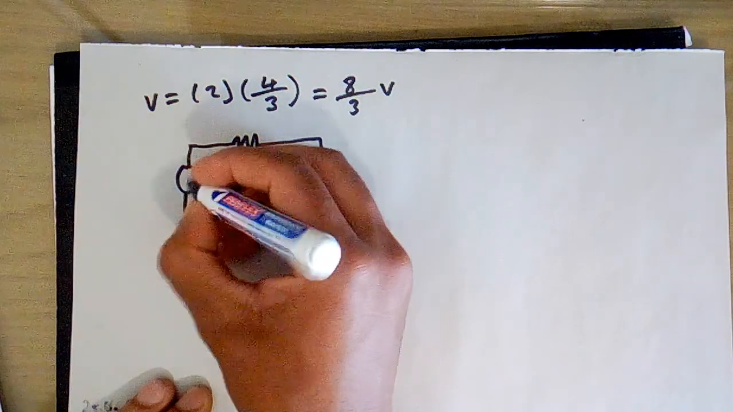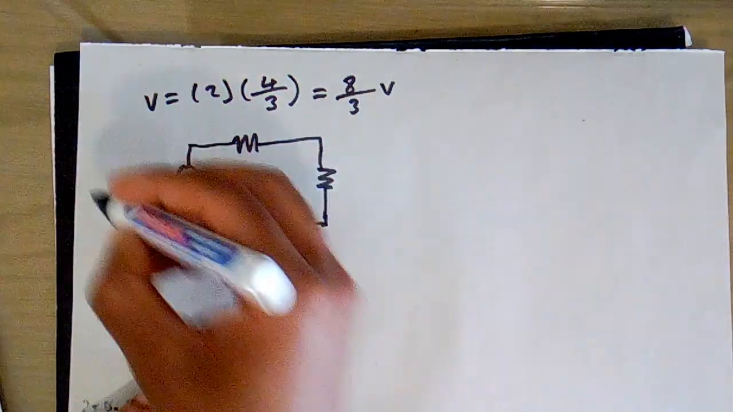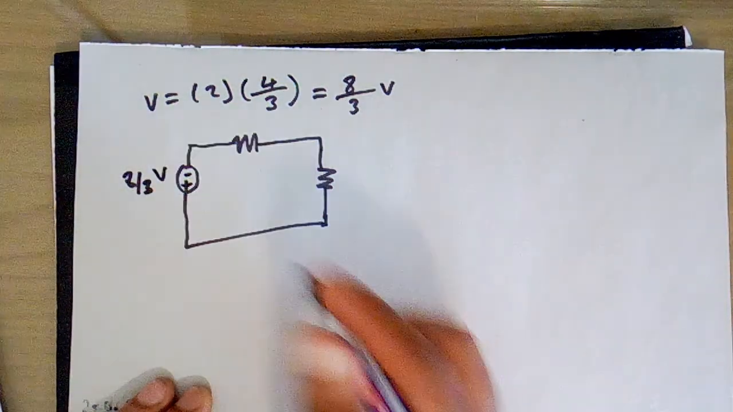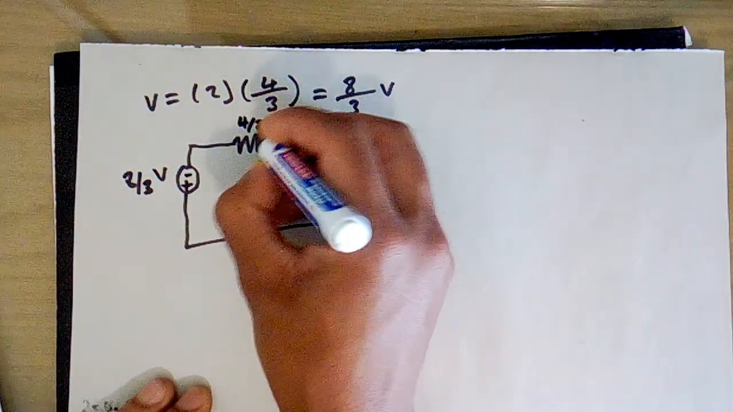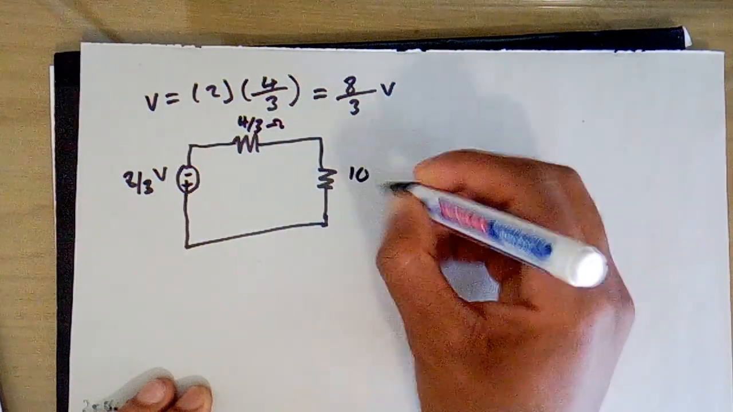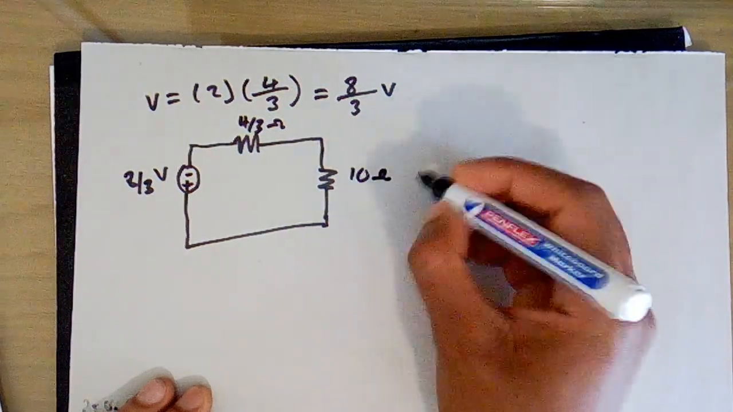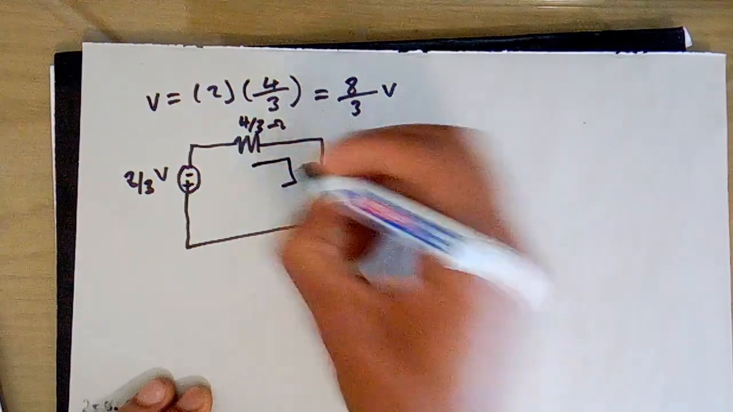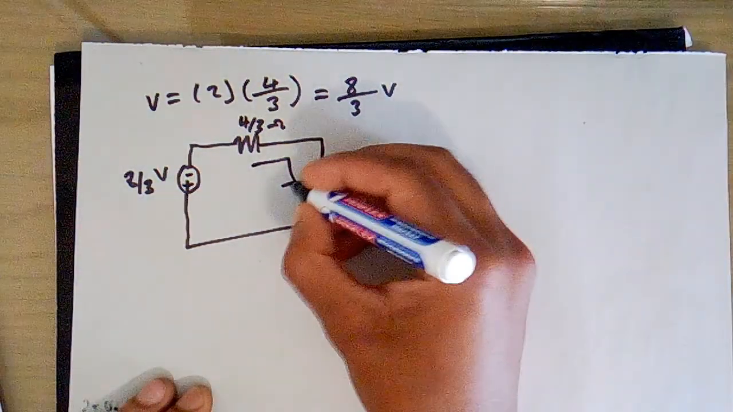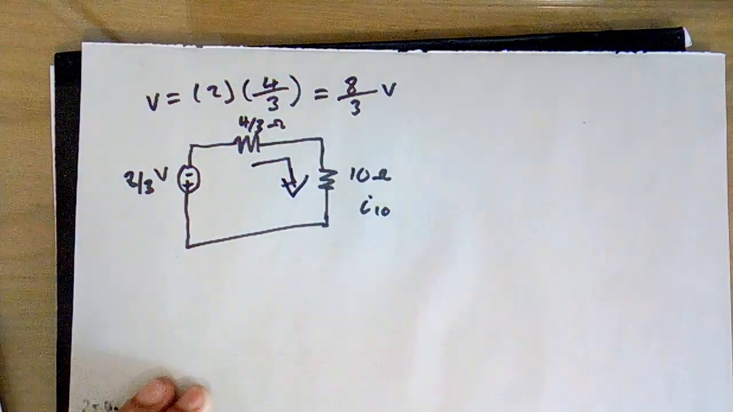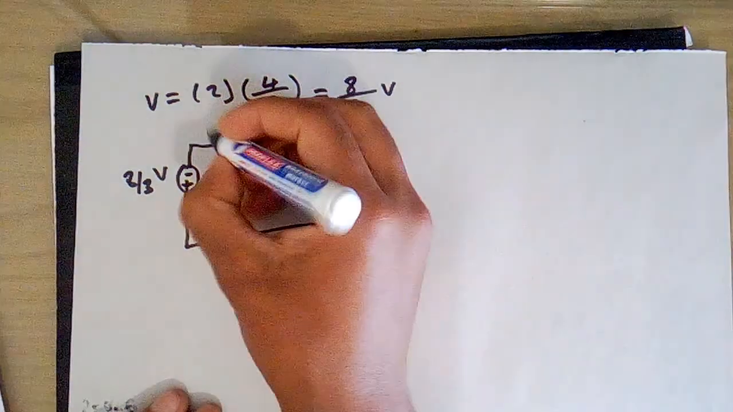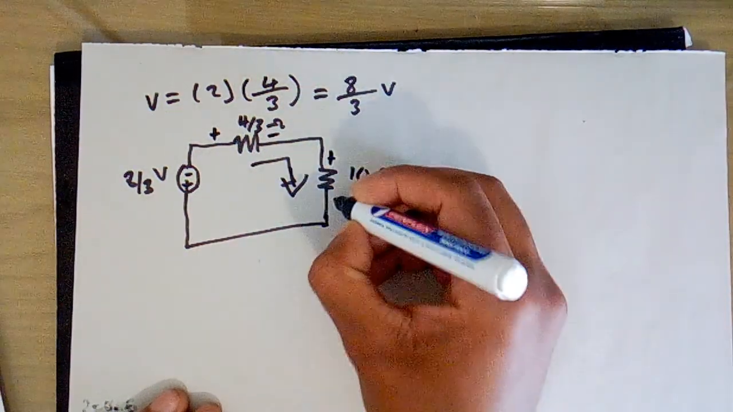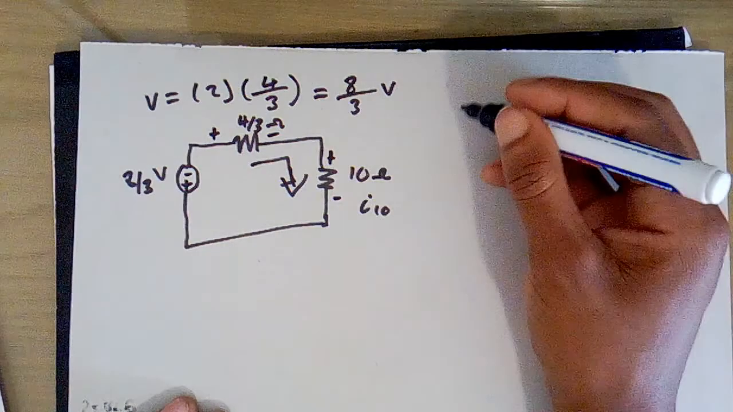This will be positive, negative there. And this is 8 over 3 volt, and this is 4 over 3 ohms, and this is 10 ohms. And our current goes in this direction. You can use KVL to find the current over here.